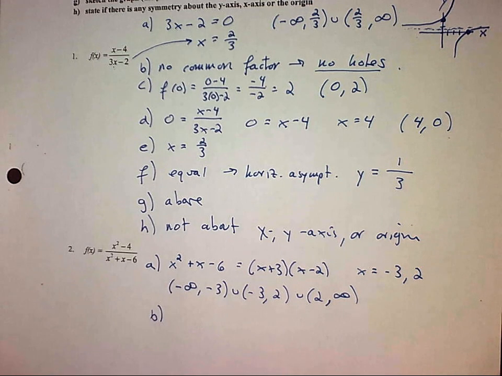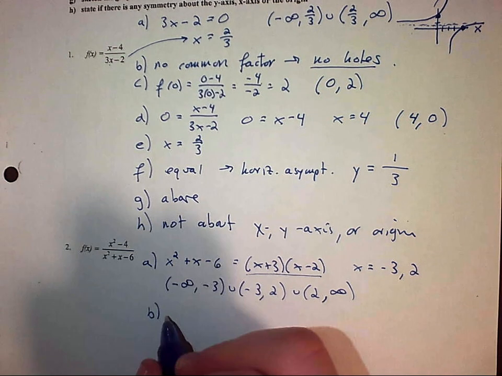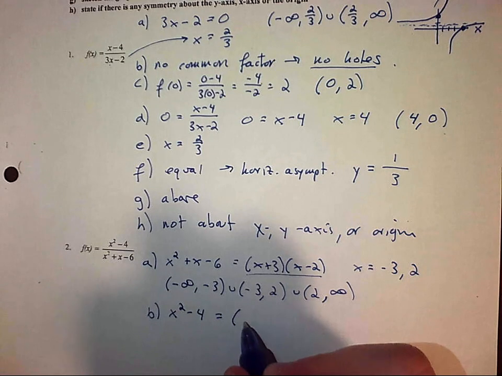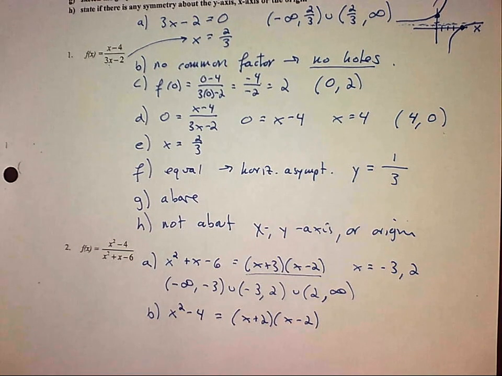For B now, we want to figure out whether or not there are common factors in the numerator and the denominator for our holes. If there's a hole, then the numerator and the denominator have to have a common factor. So the question is now, we already factored our denominator, which is what we have right here. Can we factor our numerator? Well, x squared minus 4 is something that we can factor. We can factor it to x plus 2 times x minus 2.